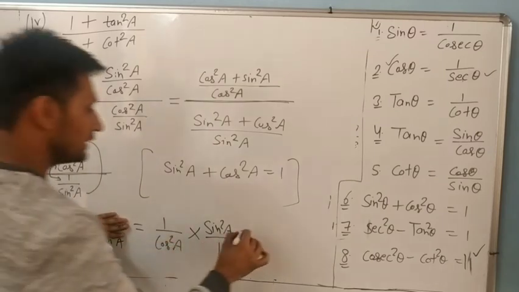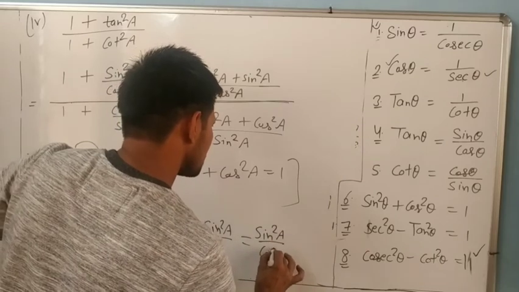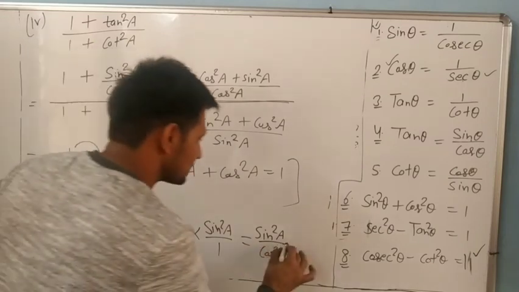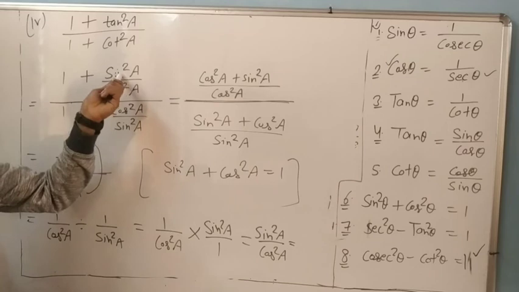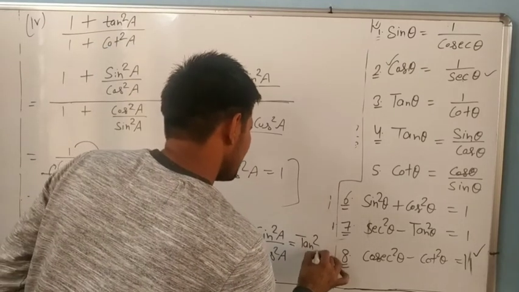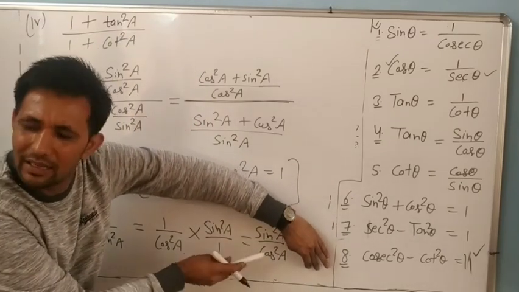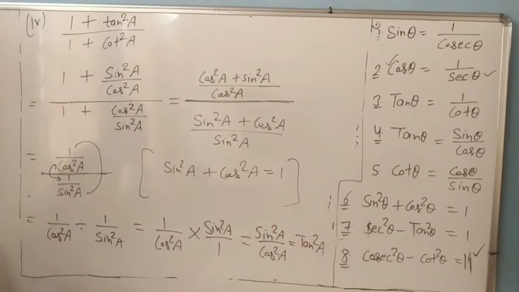So it is sine square A divided by cos square A. It is your answer. But in the MCQ, what is given? Tan square A. Yes, sine square A by cos square A is tan square A. And in the exam, dear, if you write till here, then you will get full marks. Okay, dear. That is your answer.